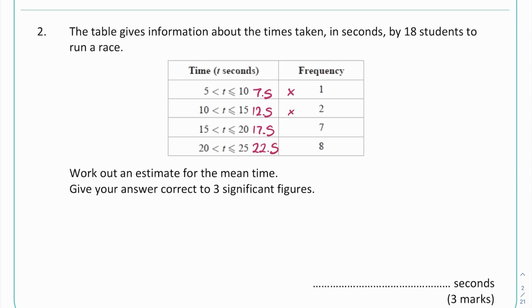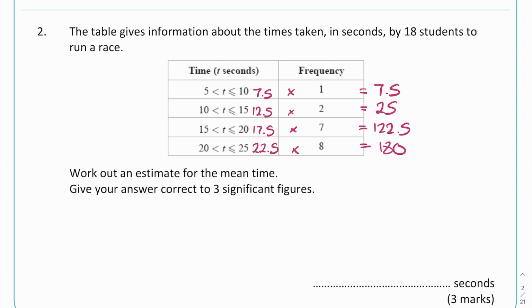We then multiply those by the frequency. Don't forget you have a calculator, but 1 times 7.5 is 7.5, 2 times 12.5 is 25. I'm going to use my calculator now. So 17.5 times 7 is 122.5. And 22.5 multiplied by 8 is 180.